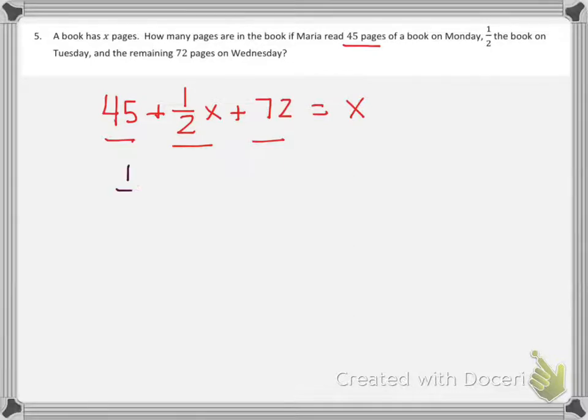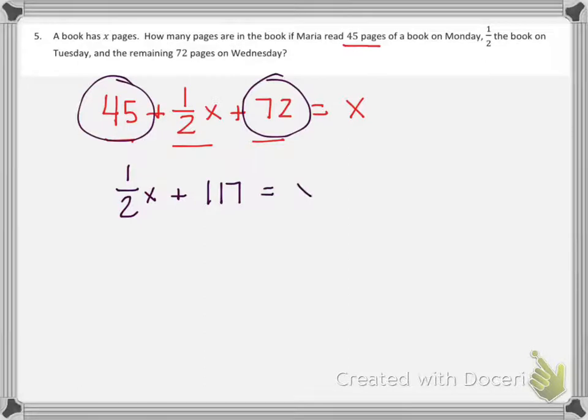Let's see, I have 1/2 x. There's no other x's. And then plus 45 plus 72. I can add these two together, and that gives me 117. And that's all equal to x.